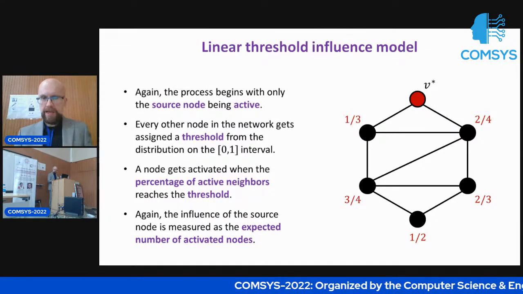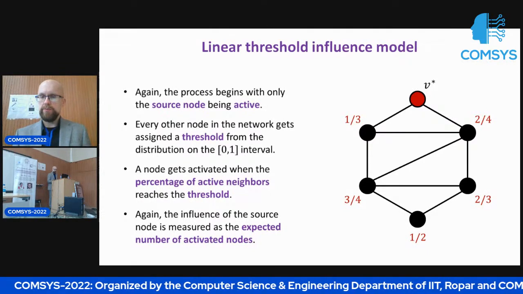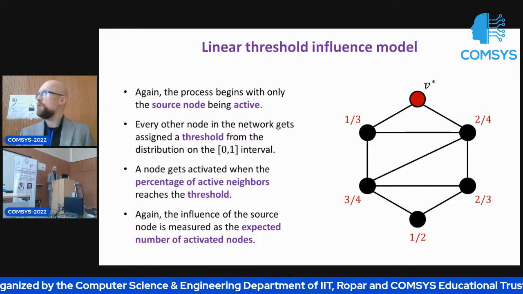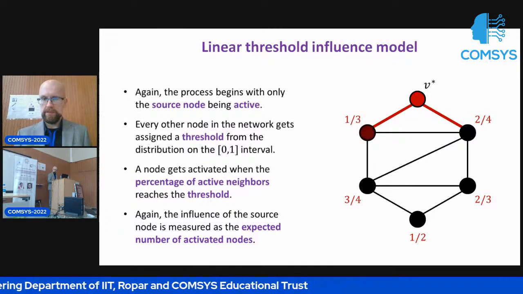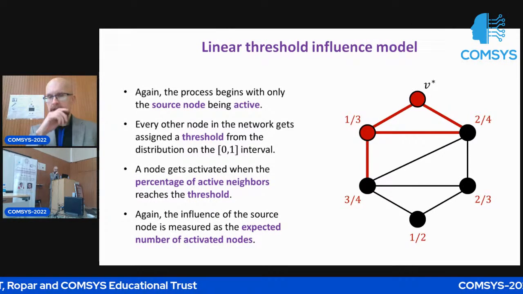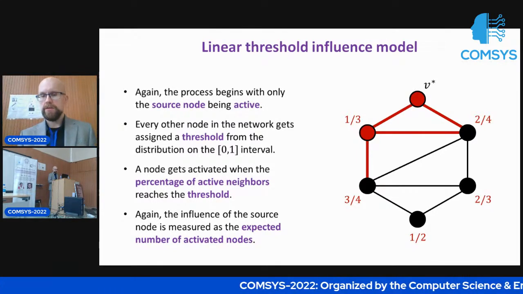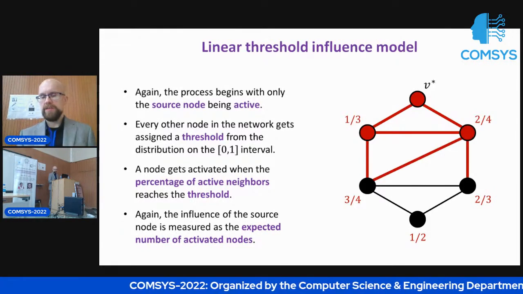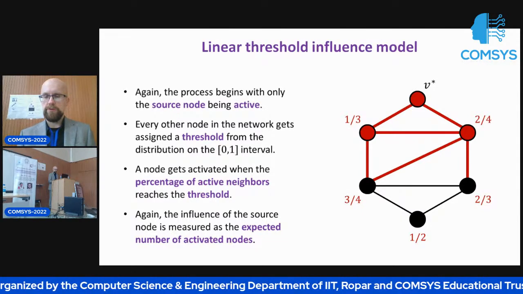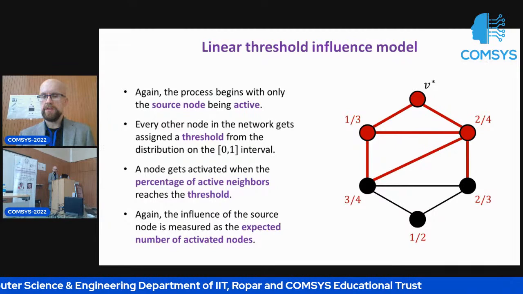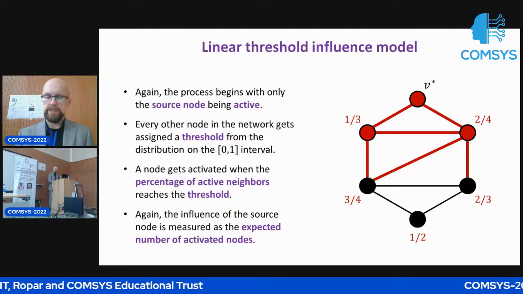So let's see how it goes. At the beginning, again, only the source node is activated, in red. But you can see that the neighbor on the left needs only one of its three neighbors to be active in order to become activated. So you can see that it now became activated. Now the node on the right needs only two of its neighbors to be active in order to become activated, so it also becomes activated. However, now we see that the nodes on the bottom need three and two of their neighbors to become activated, and there are not enough active neighbors. So the process ends now.